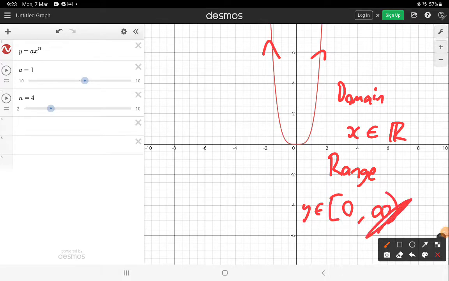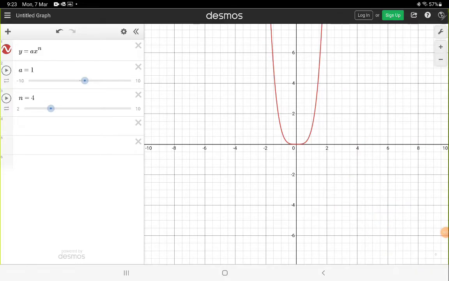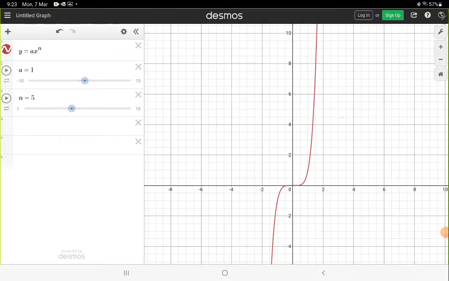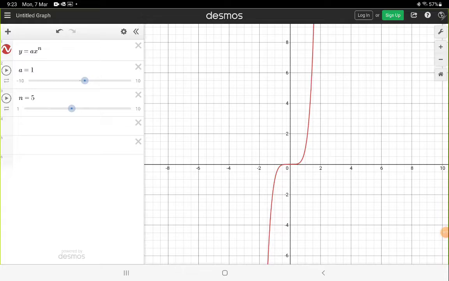Whereas that's not the case for the other one. For the odd functions, both the domain and the range are going to be double R, because all numbers are possible in both directions. Doesn't matter what n value you choose, you're going to get that. What happens when I change a though?